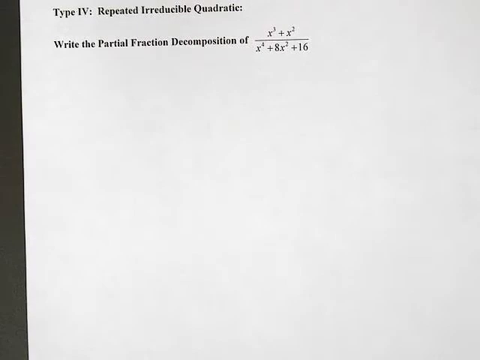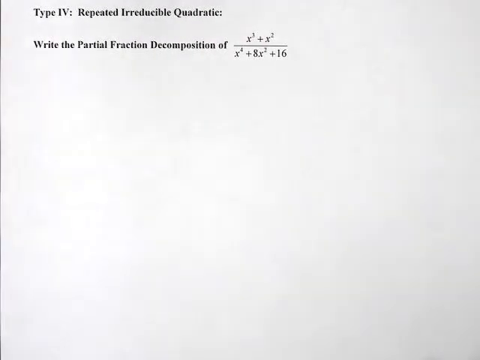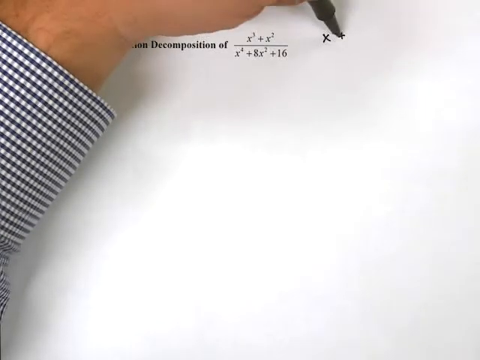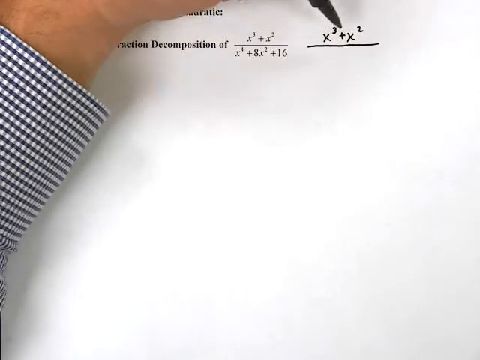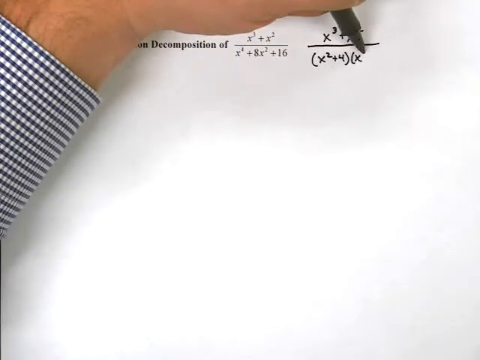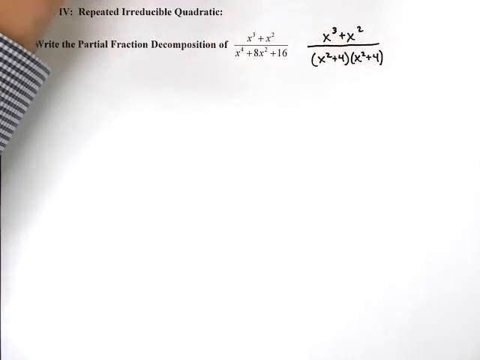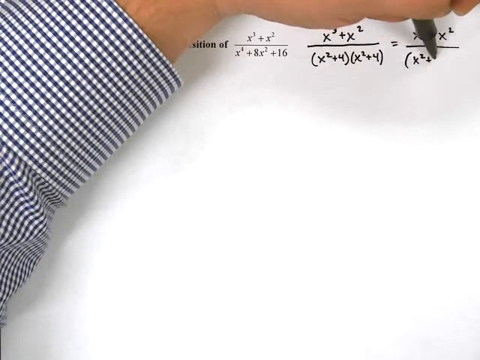We're going to flip and we are going to figure out our fourth type, and that is repeated irreducible quadratics. So when we take a look at this fraction, or this rational function I should say, well, I know, and again, you could factor the top. I don't really necessarily care because it doesn't help us with splitting, but I know that I need to go x squared plus 4, x squared plus 4, or I can go even further and say this is x cubed plus x squared over x squared plus 4 squared.